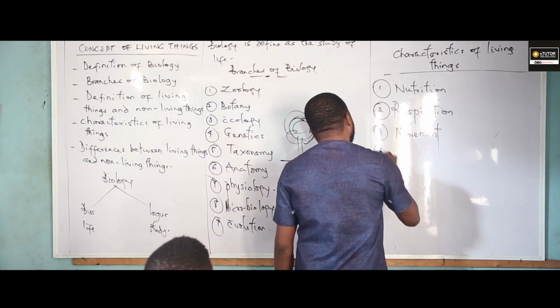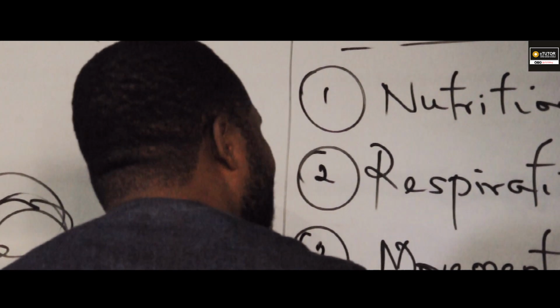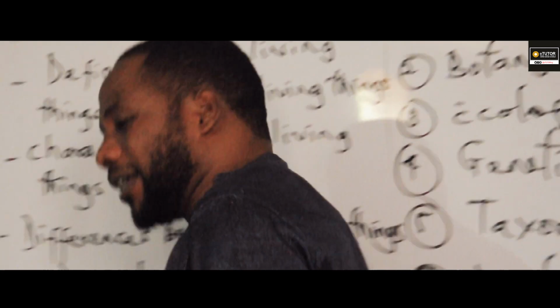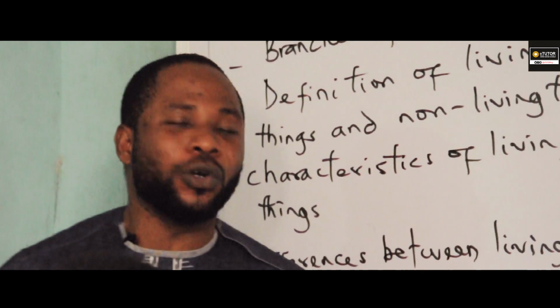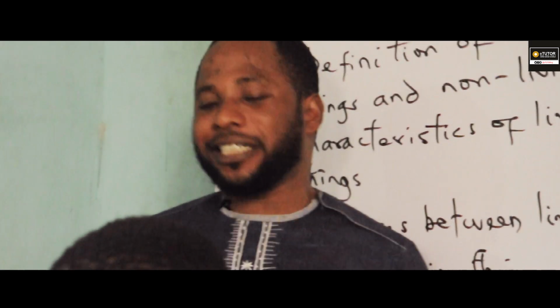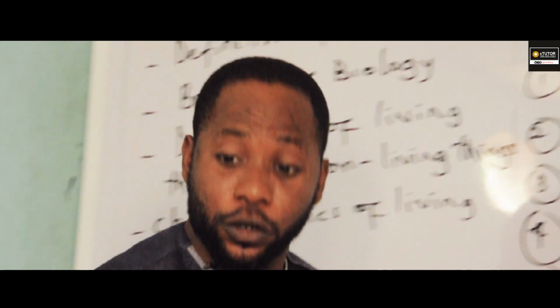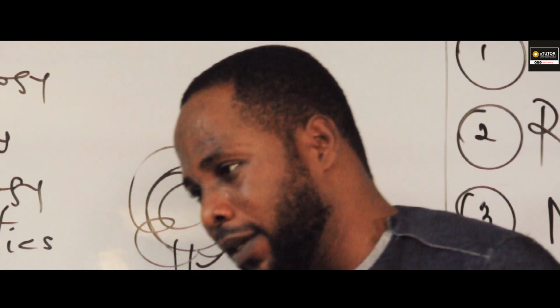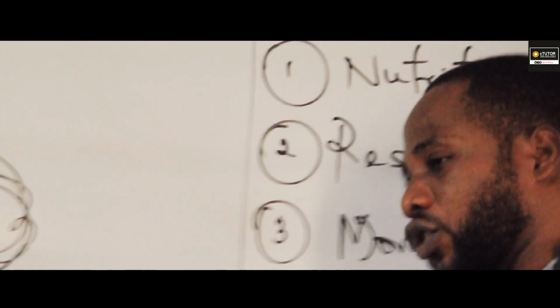Number 4, we have excretion. Now, what is excretion? It is the ability of an organism to get rid of its waste products, or the removal of nitrogenous waste products. It's called excretion.